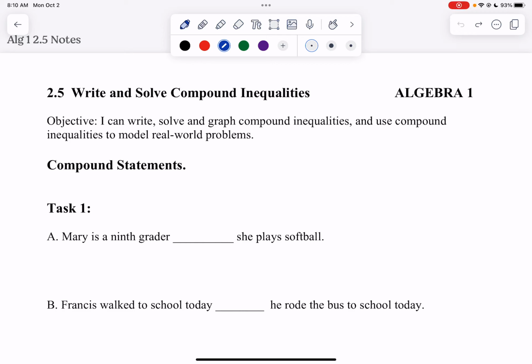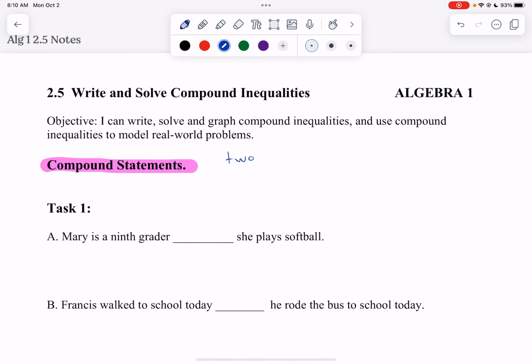Section 2.5, we're going to write and solve compound inequalities. So our last section, we just solved inequalities. Now we're going to put two inequality statements together, okay? And that is what a compound statement is. Here we have a compound statement. Basically, a compound statement is a statement made out of connecting two statements.